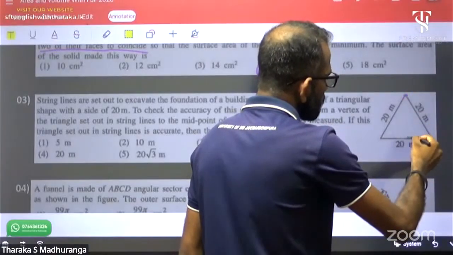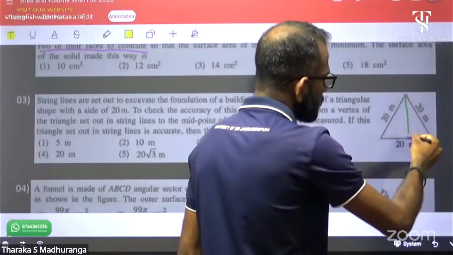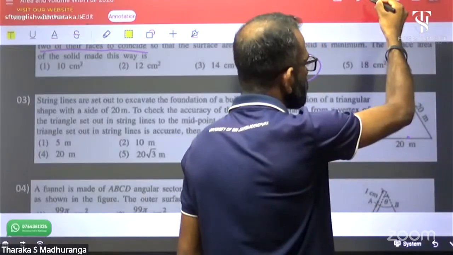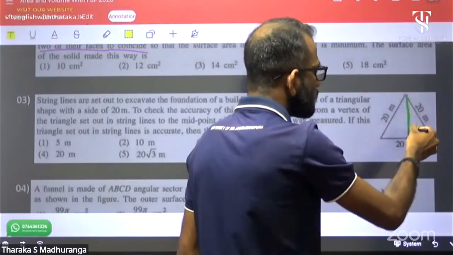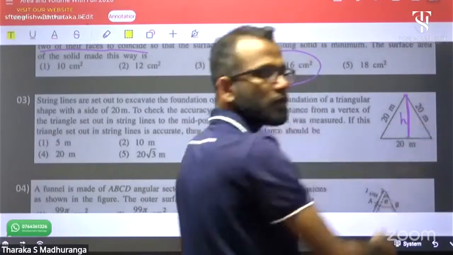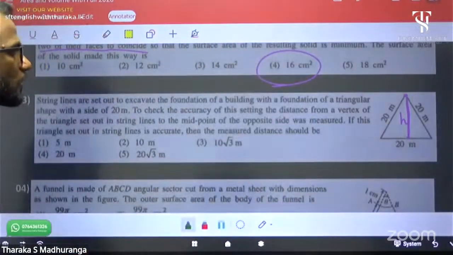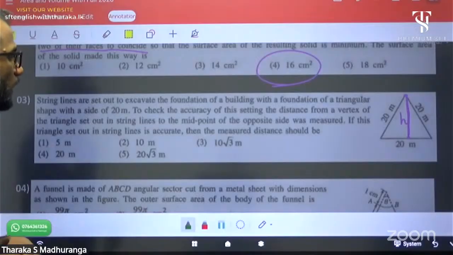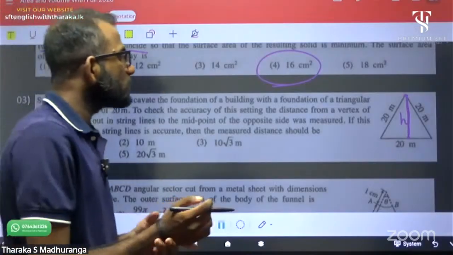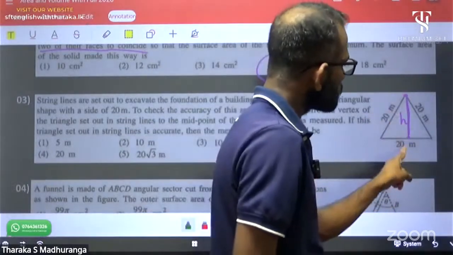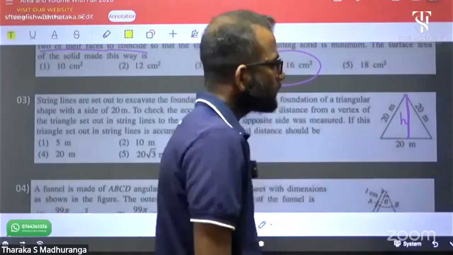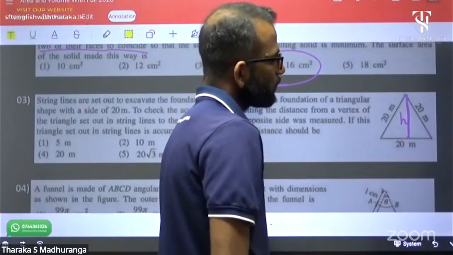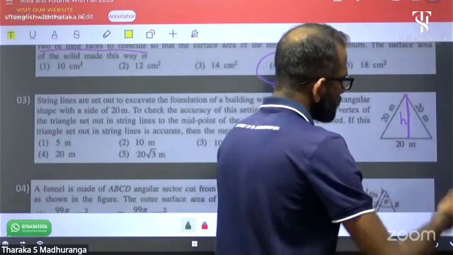Think this is the midpoint of this opposite side. The length from this vertex to the midpoint of the opposite side was measured. Think it is h. If the triangle set out in string lines is accurate, the measured distance, meaning h, is asking for the height of the triangle. Okay, it is very simple. You can use the Pythagoras theorem.